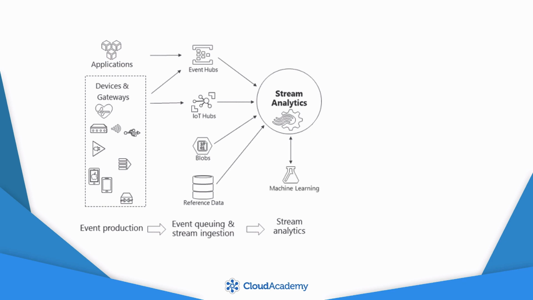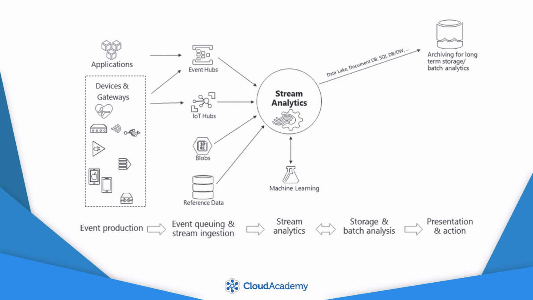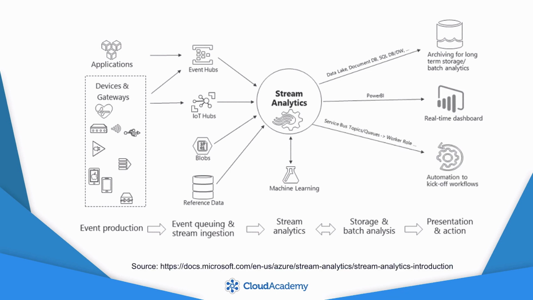After all of the data processing is done, it needs to do something with the results. They could be archived to a storage device such as Data Lake Store or Cosmos DB. They could be sent to a real-time dashboard in Power BI, or they could be sent to an automation service that acts on the information that was discovered.